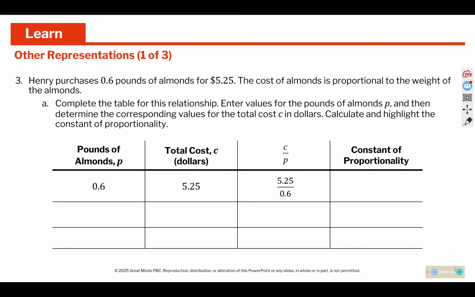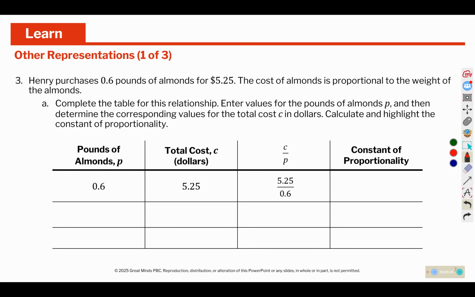Problem 3. Henry purchases 0.6 pounds of almonds for $5.25. The cost of almonds is proportional to the weight of the almonds. Complete the table for this relationship. Enter values for the pounds of almonds, P, and then determine the corresponding value for the total cost, C, in dollars. Calculate and highlight the constant of proportionality. So to start, we need to divide 5.25 by 0.6.